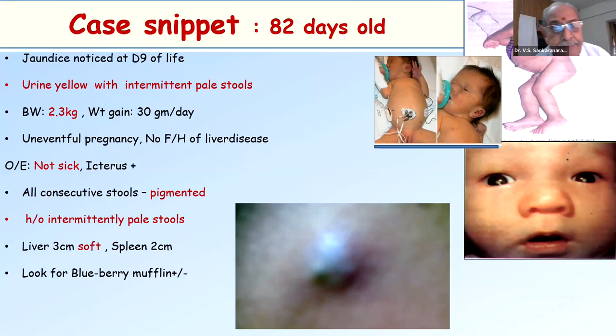The second child is 82 days old with a birth weight of 2.3, breastfed, otherwise looking okay. But the jaundice is also moderately high and stool is intermittently pale, dark colored urine, liver and spleen felt. I hope you can appreciate the marks on the skin, and there is a bluish nodule, which is nothing but a blueberry muffin lesion due to extramedullary erythropoiesis. If you are able to see this type of bluish nodules, probably CMV infection.